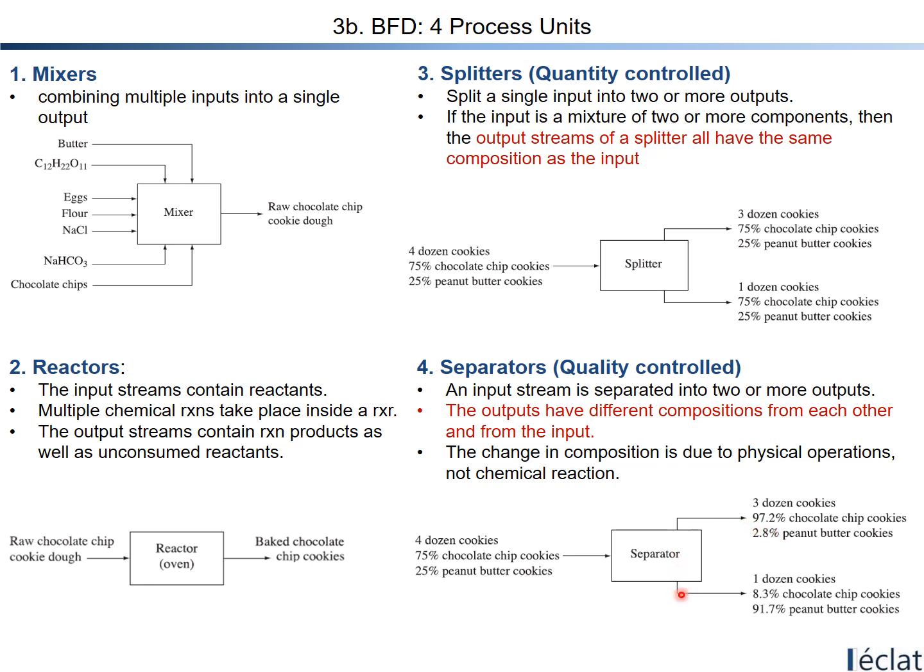Let's go to the other stream, the second output stream. So 1 dozen cookies, okay, the amount is the same as in the first case. However, look at the composition. 92% peanut butter cookies are obtained in the second output stream. So output stream number 2 is peanut butter dominant. That is the separator. So separators touch the amount plus compositions.